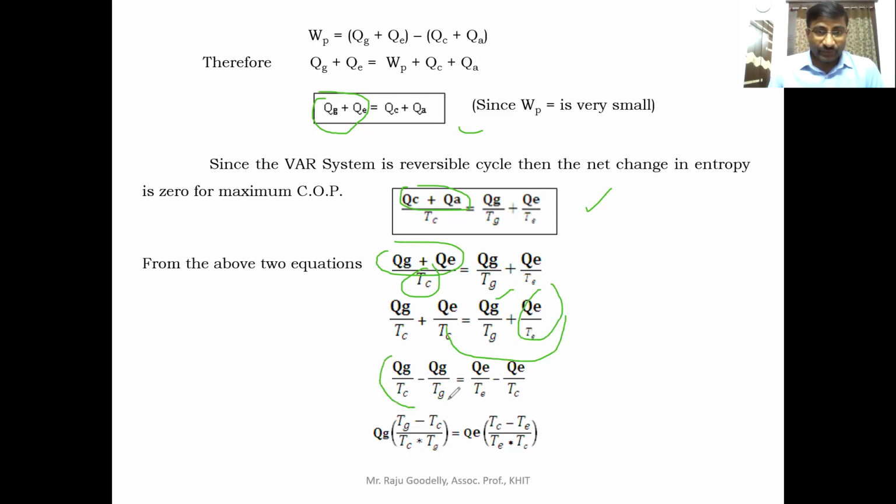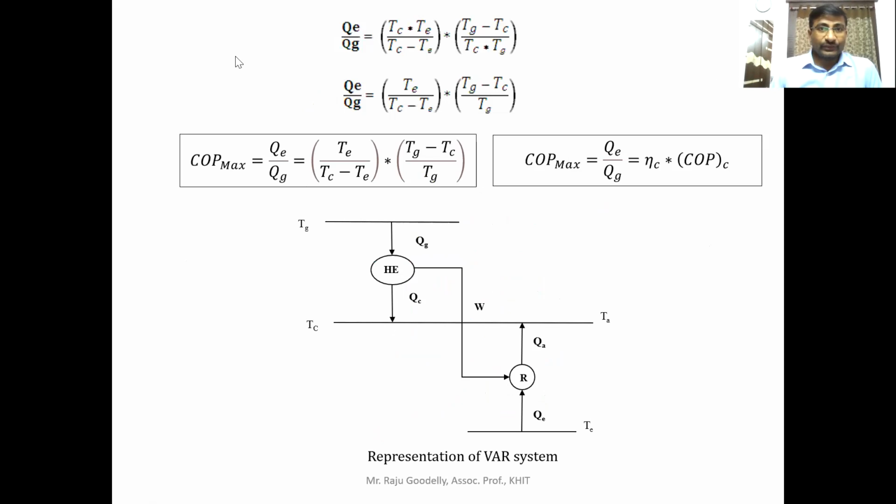From this, QG can be common. TC into TG is the LCM, and TG minus TC is the numerator. Similarly, QE is common on the right hand side, TE into TC is the LCM, so TC minus TE is the numerator. Clear? This is QG into this term, QE into this term. In this, TC is in the denominator on both sides. We can cancel the TC on both sides. Clear?